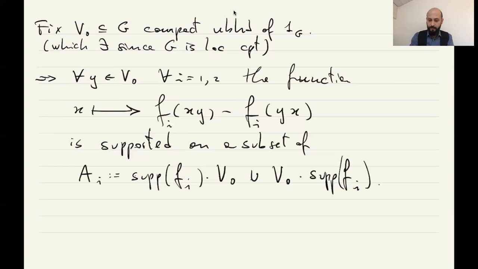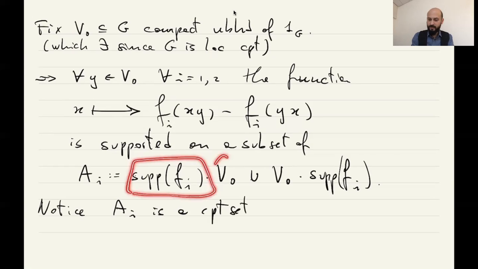Okay, and one should notice that A_i is a compact set, because one can prove that if you have two compact sets, the product is compact. This comes from the continuity of the product, and then A_i is the union of two compact sets. So it's a compact set.